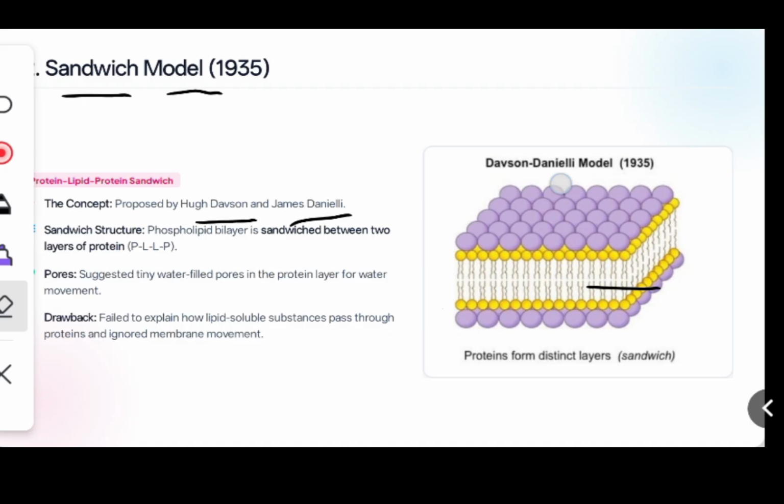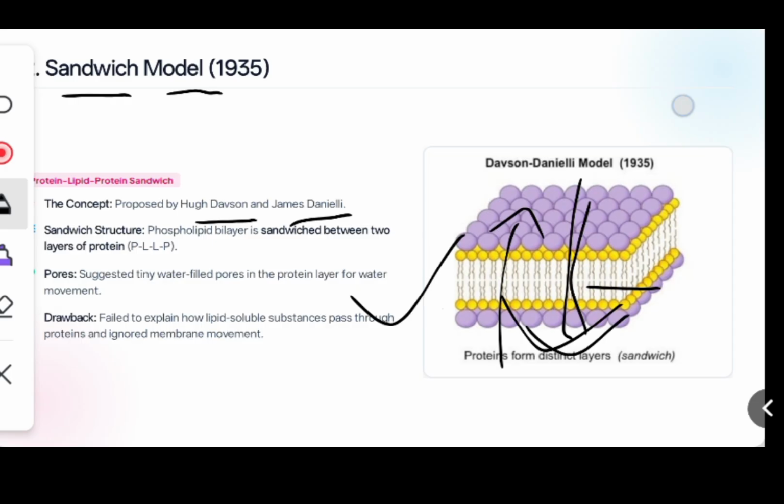Both types of substances didn't cross this plasma membrane. If substances don't cross from outside to inside, how will the cell transport the molecules? How will the cell survive? So this is the question. This is the major drawback of this sandwich model. I'm clearly saying it again without any confusion.